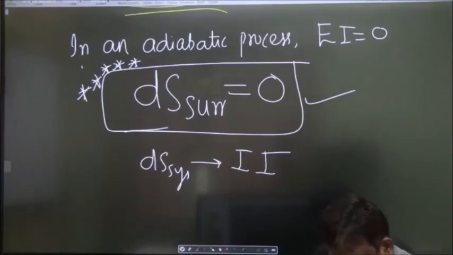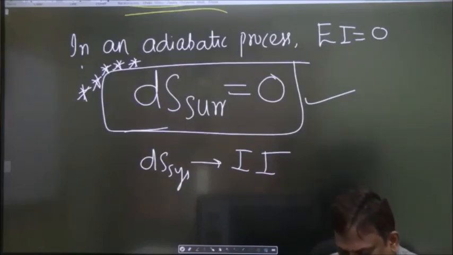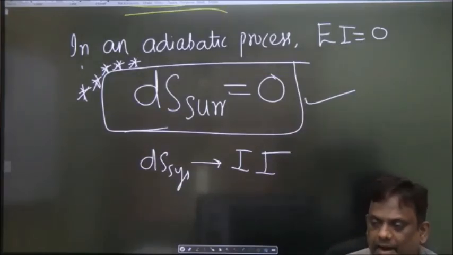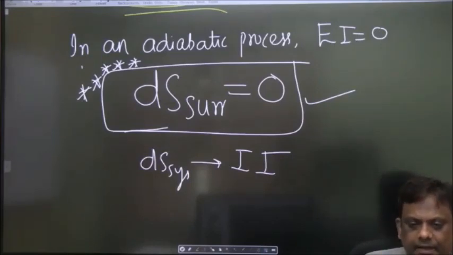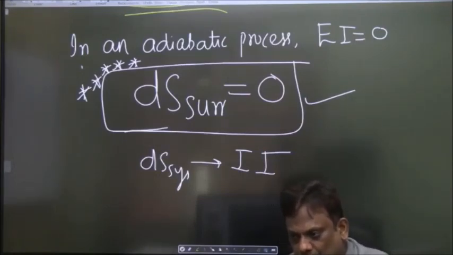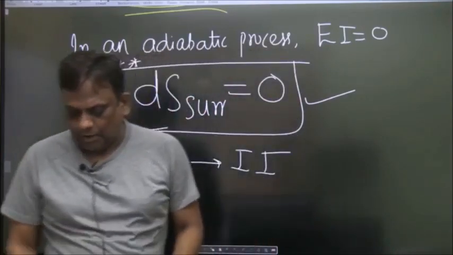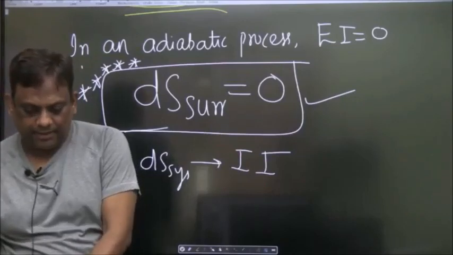Done? Yes, that is the most important conclusion in an adiabatic process. I repeat, in an adiabatic process, the surrounding entropy change is zero. Okay? Let's go, thank you. Let's move ahead. This is very, very important.